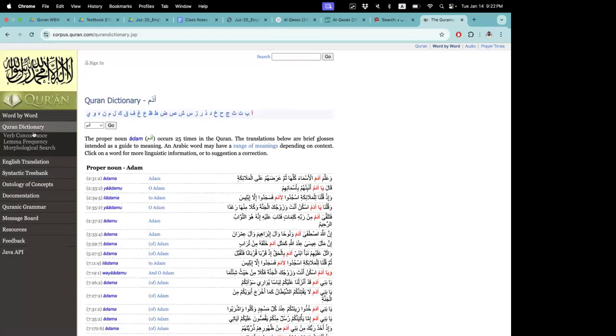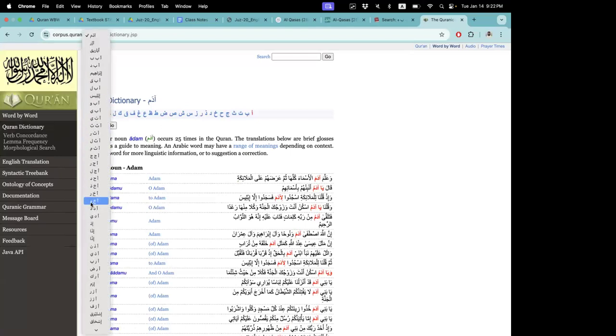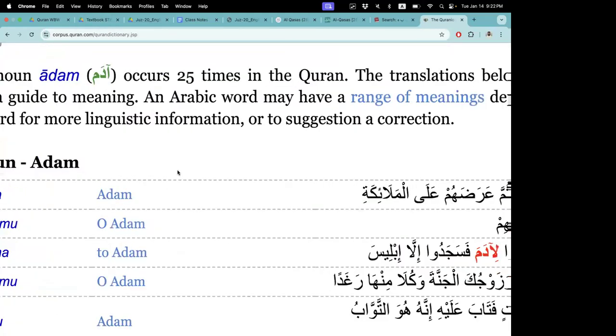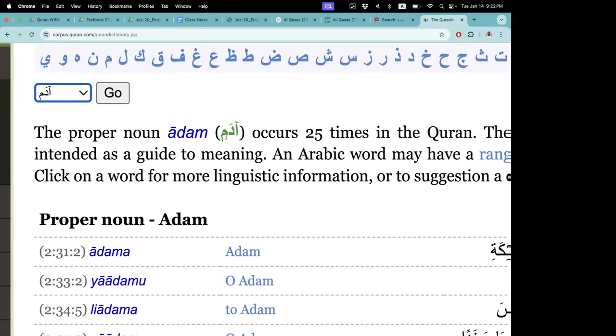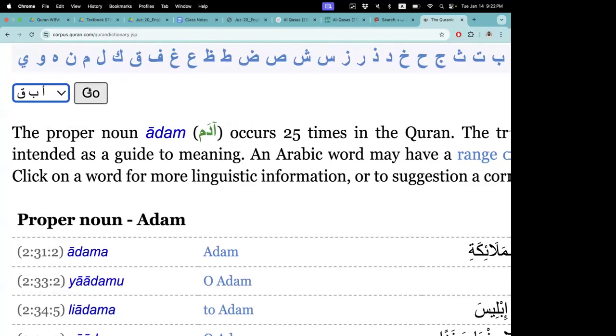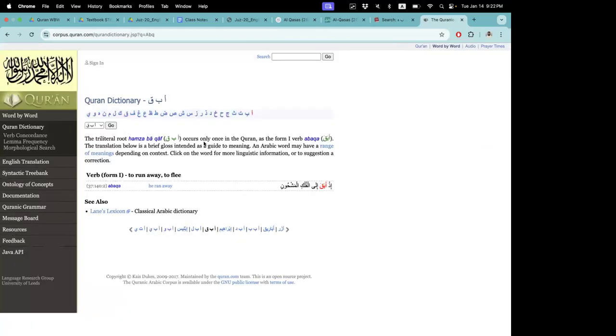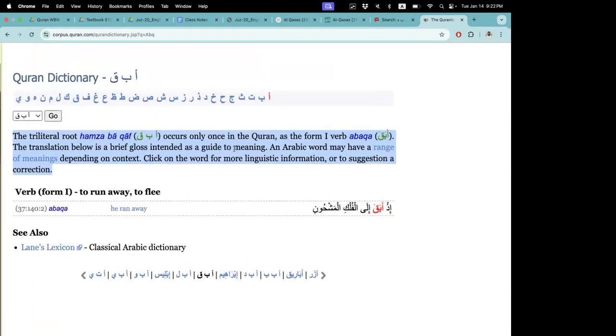So they organize the words by root letters. You see, the root letters are there. Let me zoom in just for you to see a little bit more. And for the root letters they give some definitions and whatnot, right? Adam occurs 25 times, but that's not a very interesting word. Abaqa occurs only once, I think. Look at that, only once. I remember that. This is like a trick question. You know, Quran trivia, this could be one of the Quran trivia words.